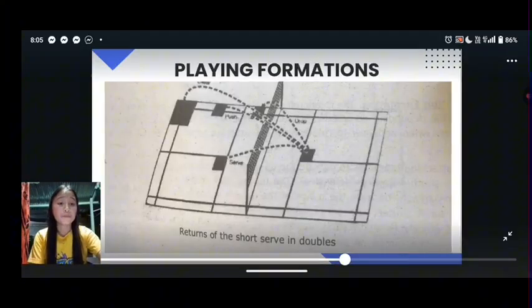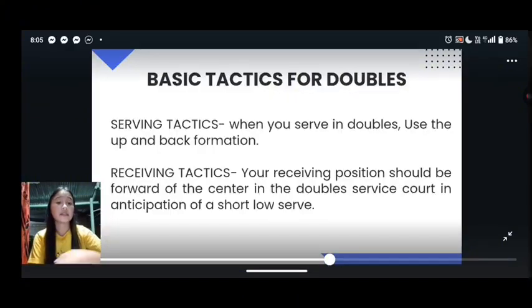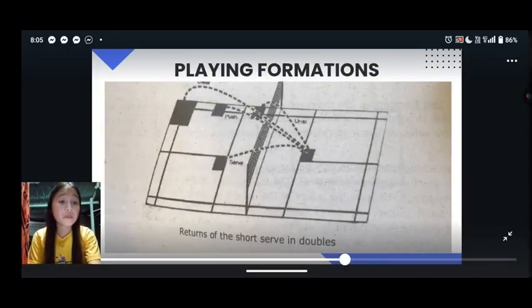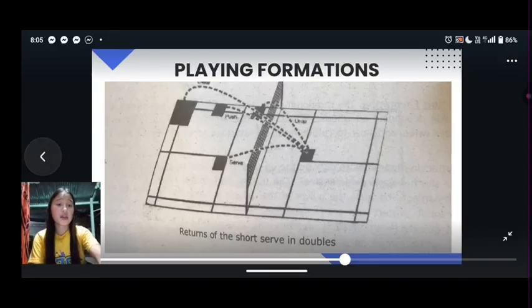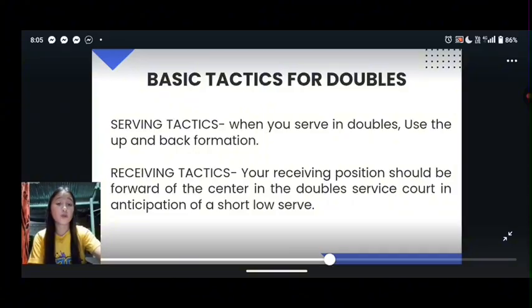So before you serve, your partner should take a position astride the center line. The back player can cover returns near either sideline. So the one serving is near the center, and the partner is right in the middle.